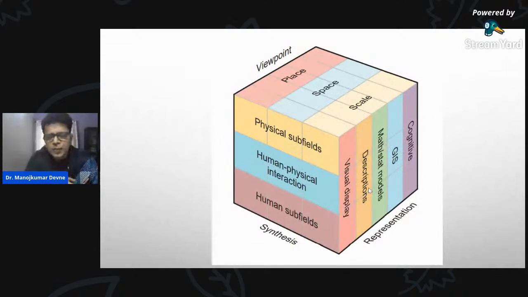And how do we represent it? We represent it by cognition. We represent it through models of mathematics and statistics. We tend to describe what we see in front of us. And of course, we use visual display as well, in the form of diagrams, etc. And of late, the latest entrant into all this is GIS, which is digital mapping.